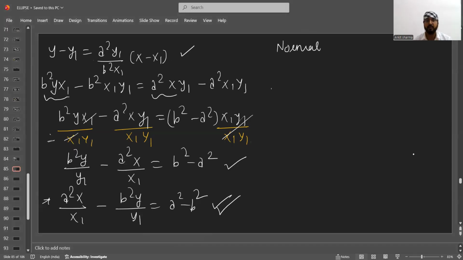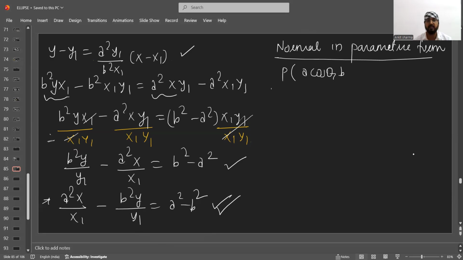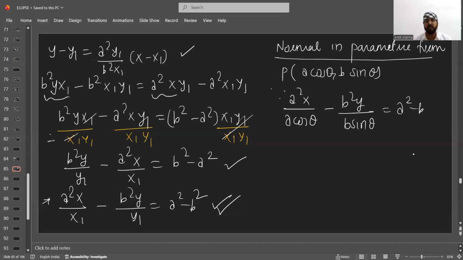Normal in parametric form. That means what? If my P is of the form a cos theta and b sin theta, in this form, I'm going to have a square over x1 replaced by simply a cos theta, minus b square over y1, and y1 is b sin theta. This gives me a square minus b square.